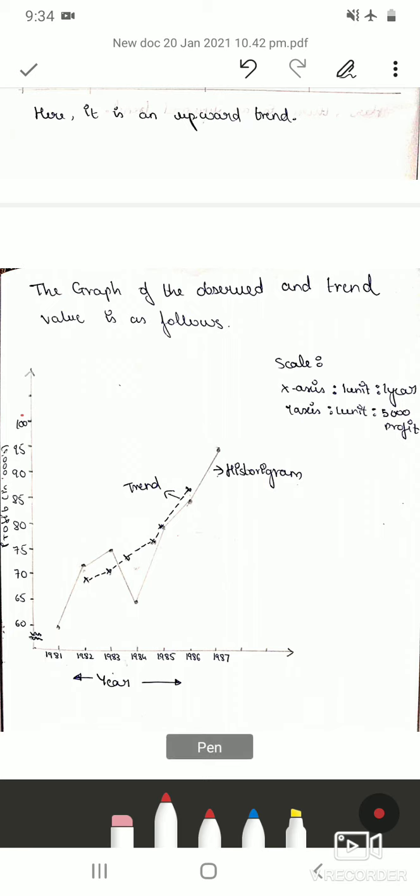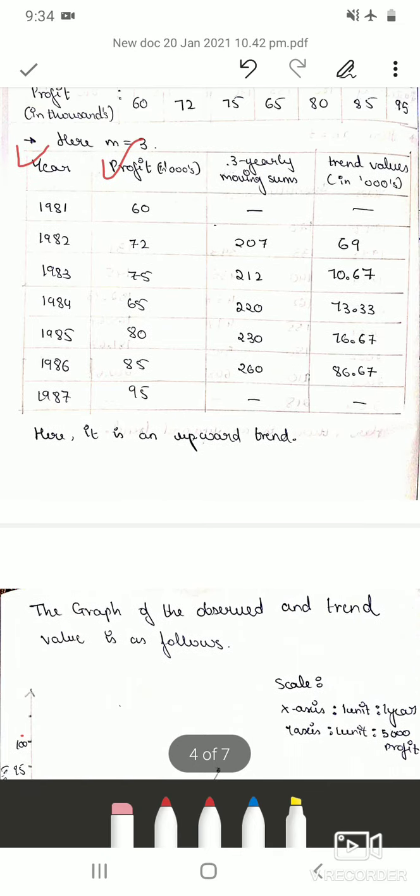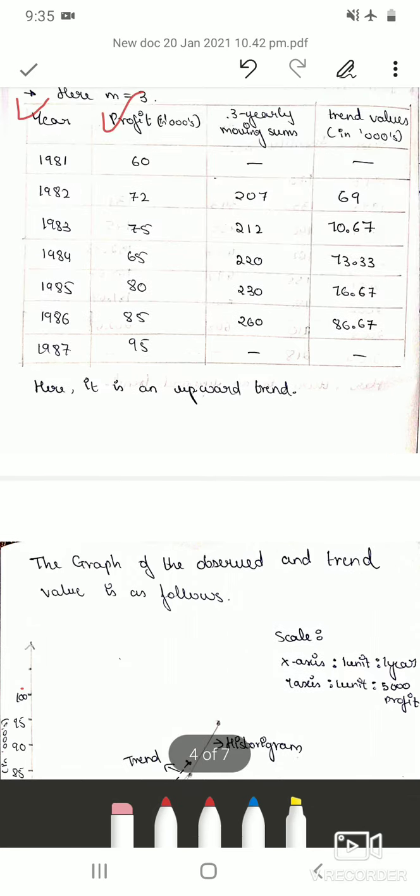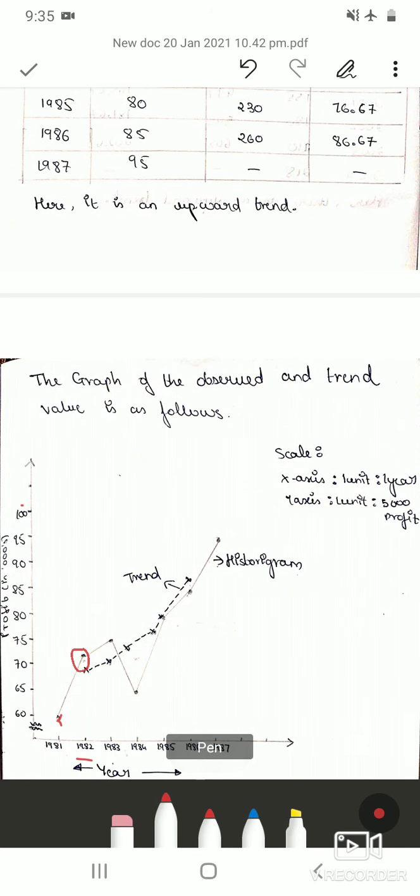Now the histogram is the plot of year against the original values, that is, profit in 1000. For the year 1981 the profit is 60, so mark a dot corresponding to these two values. Similarly, for the year 1982 the profit is 72, so we have marked it here. Similarly, for all the years, mark the original values, that is the given profit, and join them using straight lines. So this is the histogram.